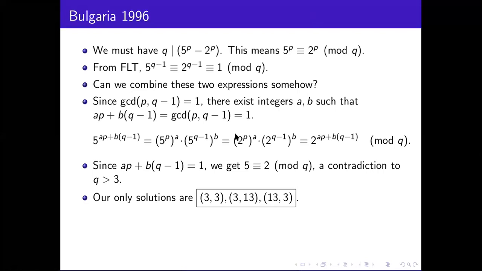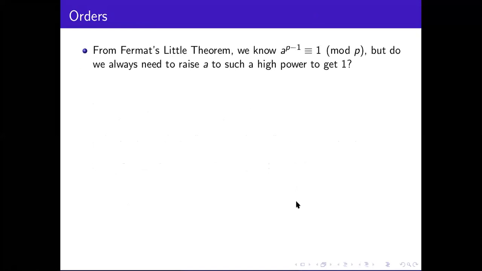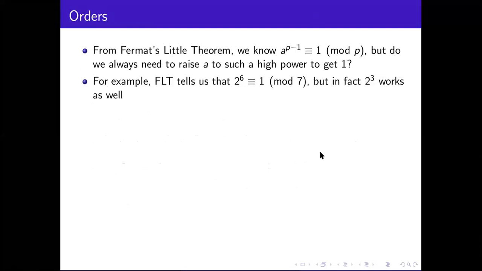And our next topic of the day is going to be orders. So from Fermat's little theorem in the last section, we know that a to the p minus 1 is equivalent to 1 mod p for any a not divisible by p. But a big question is, do we always need to raise a to such a high power in order to get 1? In particular, FLT tells us that 2 to the 6 is equivalent to 1 mod 7, since 6 is 7 minus 1. But in fact, 2 cubed also works. So 3 is obviously less than 6. So one might ask, how small can we get for certain residues?